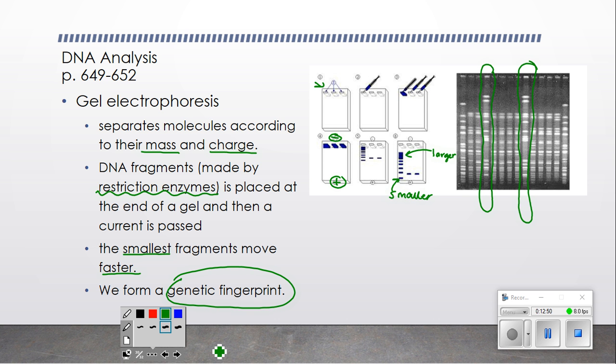If I can look at 2 samples and see that they left behind the same fragments, I could conclude that they had the same DNA. So if I were to look at those 2 samples, I would say either they came from the same person, or maybe they came from identical twins or another set of identical multiples. But that's how we can identify a person, by matching their DNA sample run through a gel with another DNA sample.